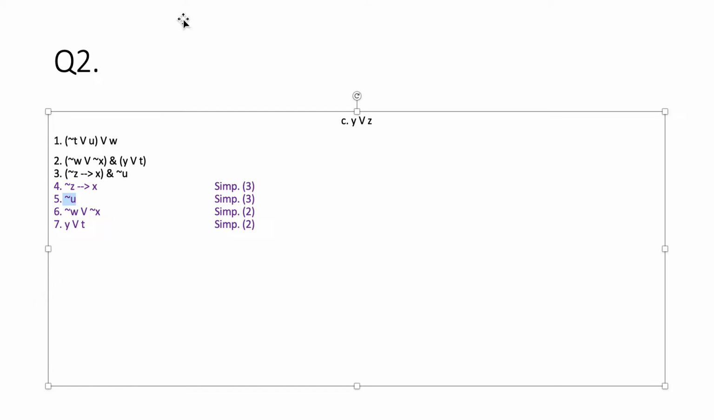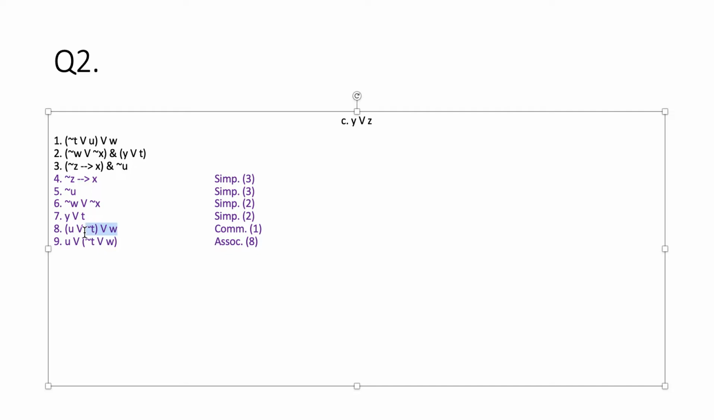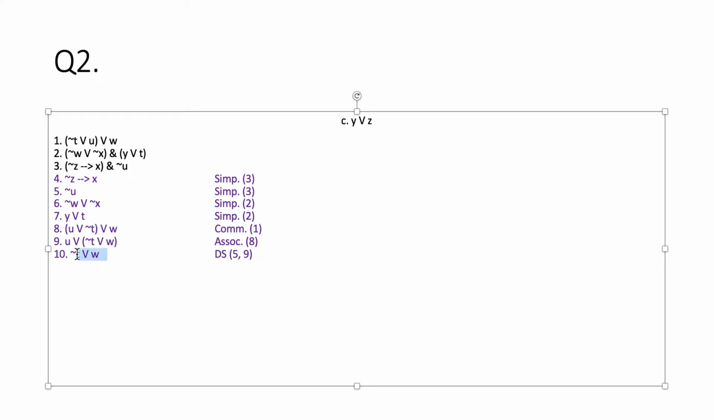So what I'm going to do is first start with commutativity on line 1, turning that into this disjunction. And now I'm going to use associativity on line 8 to form this disjunction, and now I'm where I wanted to be. I have a disjunction, one of the disjuncts is U, and then I have not U on line 5, so I can use disjunctive syllogism on 5 and 9 to get not T or W.